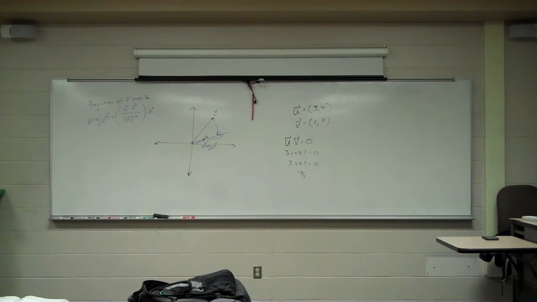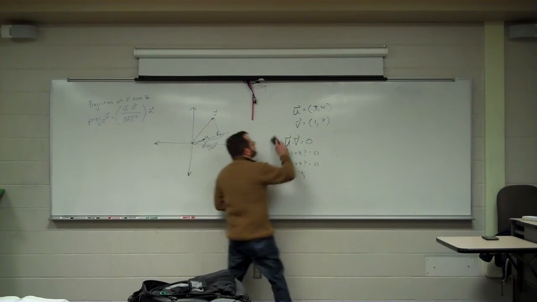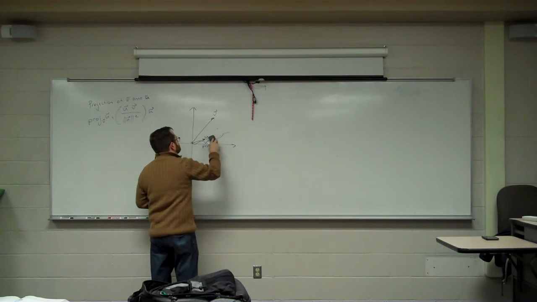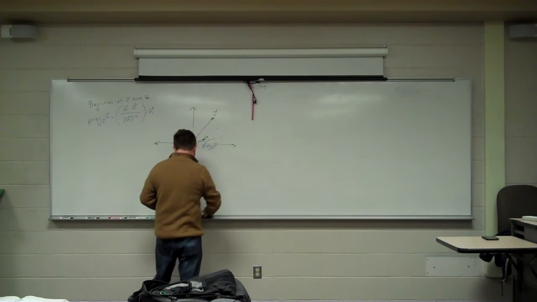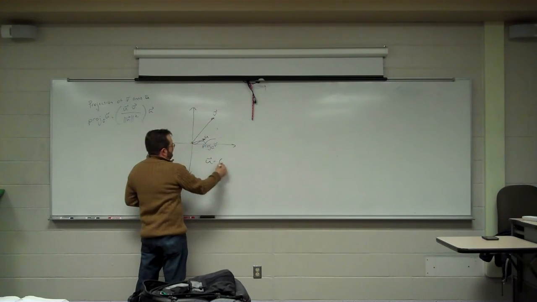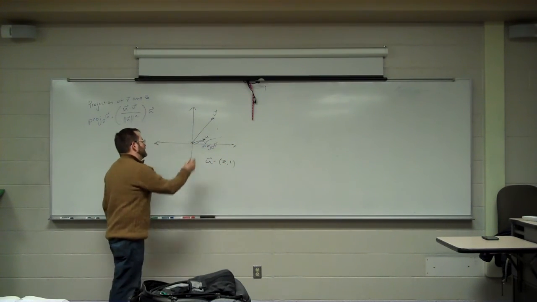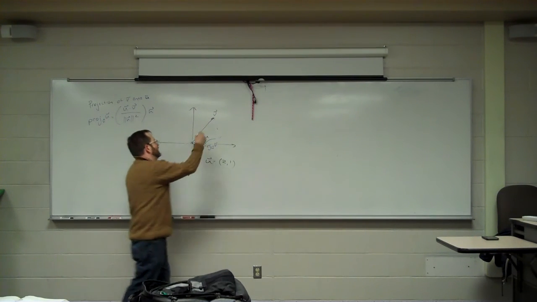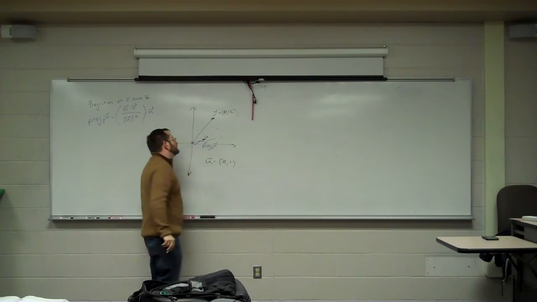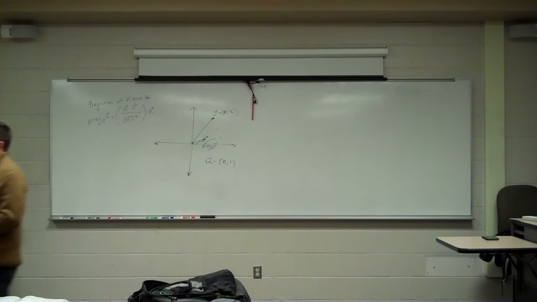Alright, so let's do one of these real quick. Let's just use this diagram that we have over here and put some numbers on it. Let's say U is 2, 1. This point's right here. And let's make V maybe 10, 12. So, how far out in the U direction do we have to go?